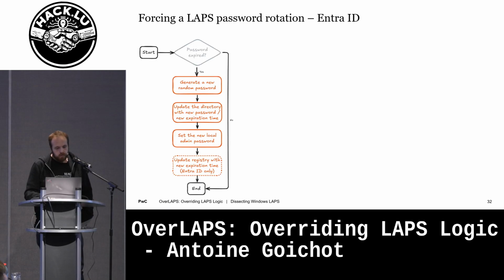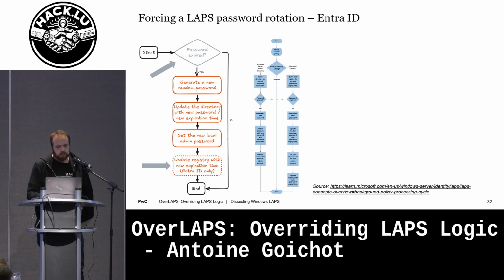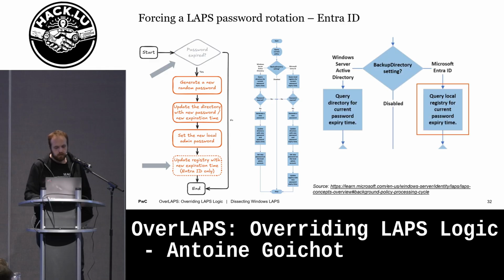In the introduction, I also mentioned something about Entra ID. There is this block, update registry with new expiration time. And I didn't really explain how the password expired check works. But if you look at the Microsoft documentation, you will see basically the same diagram but with two branches. Of course, you can't see what is here, but if we zoom a bit on the top of the diagram, you can see that on Active Directory setup, it will ask the domain controller for the expiration time. But on Microsoft Entra ID setup, it will query the registry for the expiration time.